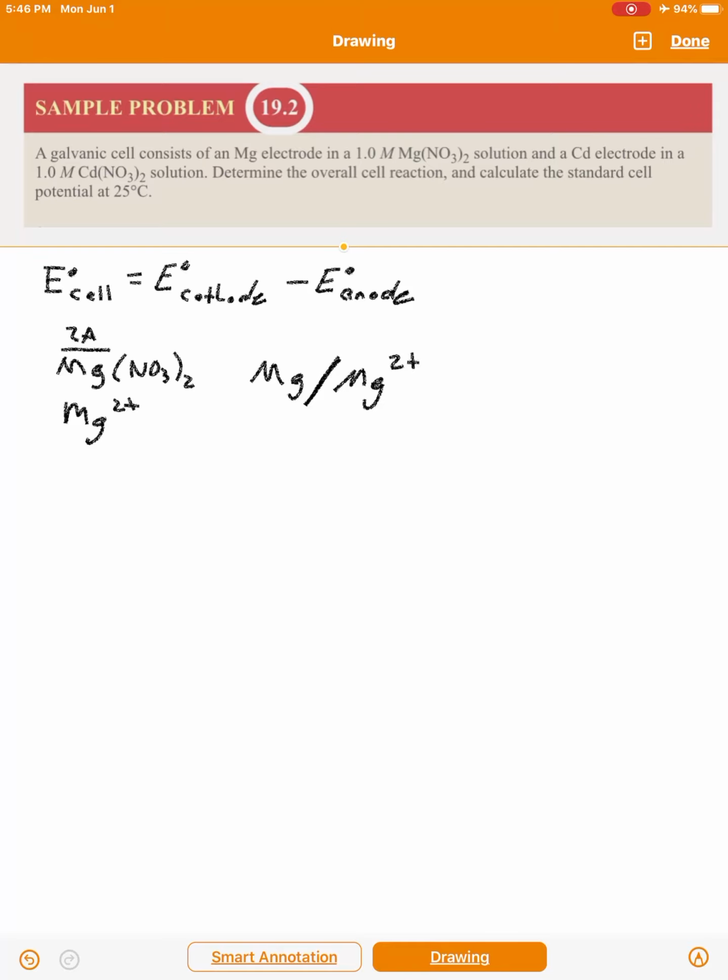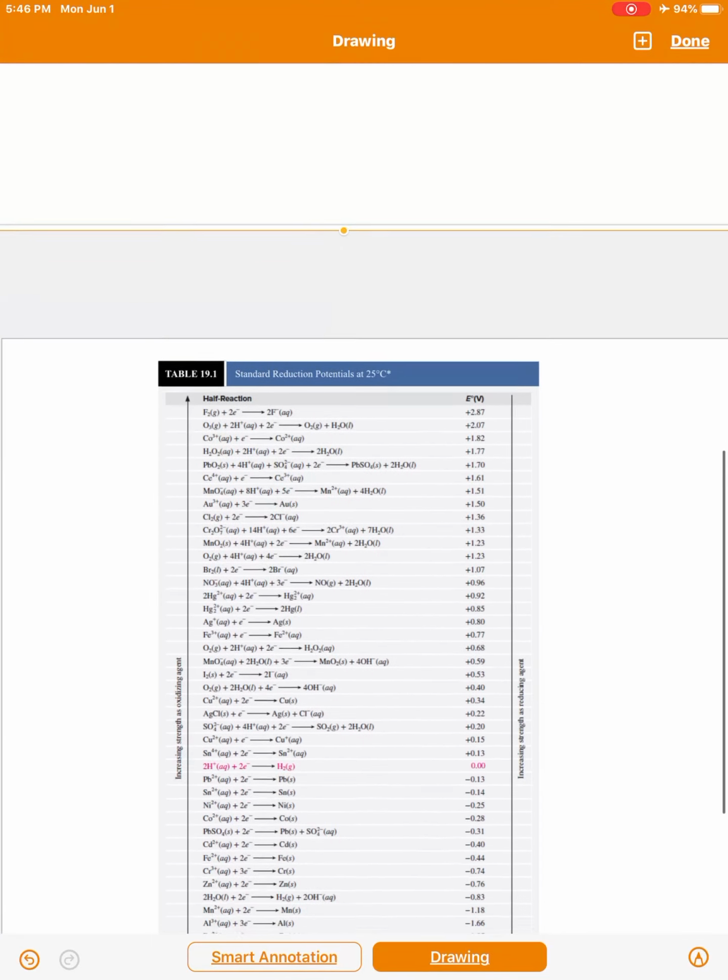That's easy. Other one, cadmium nitrate. Same idea though. Cadmium is not as simple to figure out what its charge is, but the nitrate is -1, and there's 2 of them, so this has got to be +2. So it's cadmium and Cd2+. So you go look them up. You just look them up in the table here.